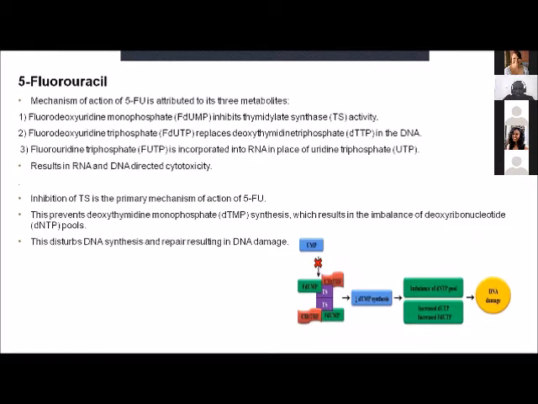Inhibition of thymidylate synthase is the primary mechanism of action of 5-FU, and this inhibition prevents dTMP synthesis, resulting in the imbalance of dNTP pools. dTMP synthesis is important for DNA synthesis, and the imbalance of dNTP pools disturbs DNA synthesis and repair, resulting in DNA damage.